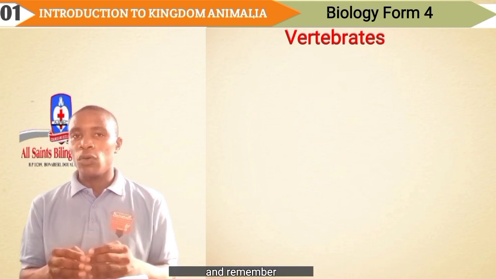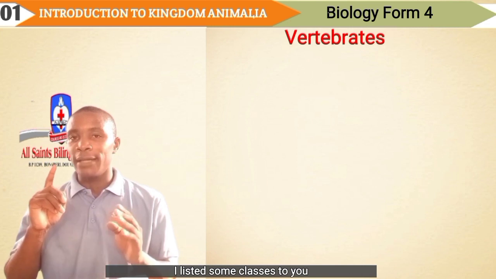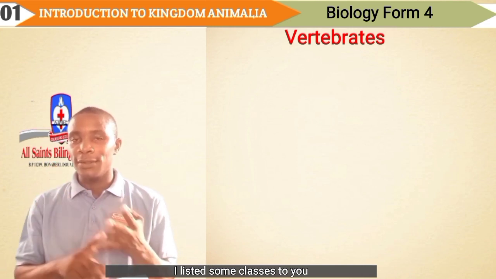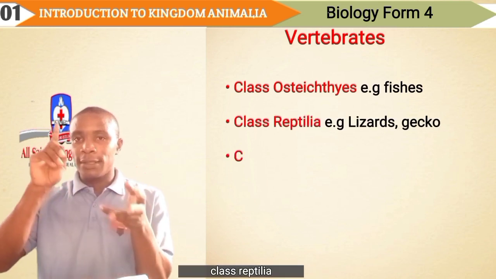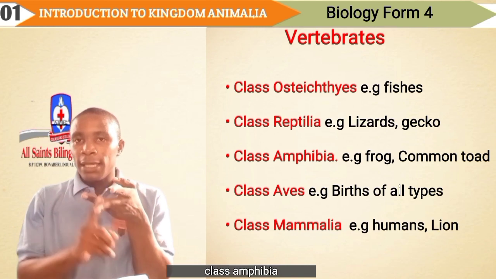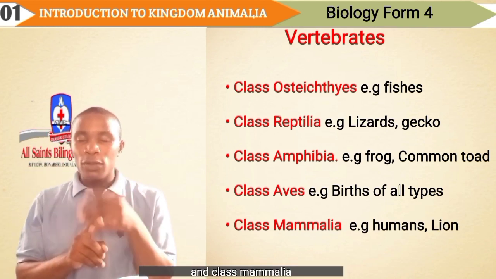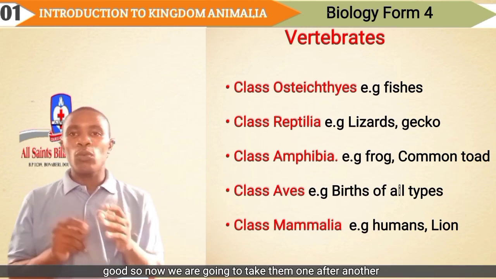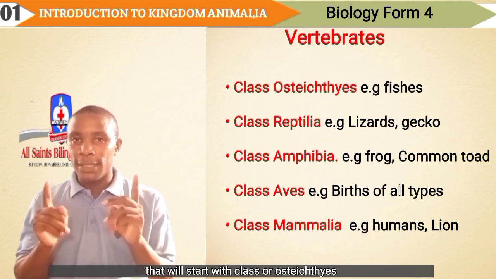And remember, under the vertebrates, I listed some classes to you. Class Osteichthyes, class Reptilia, class Amphibia, class Aves, and class Mammalia. Good. So now we are going to take them one after another. We'll start with class Osteichthyes.